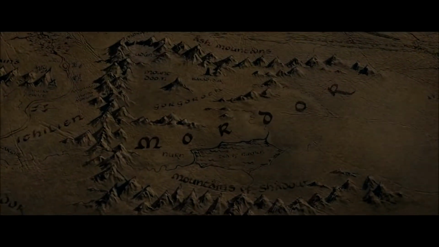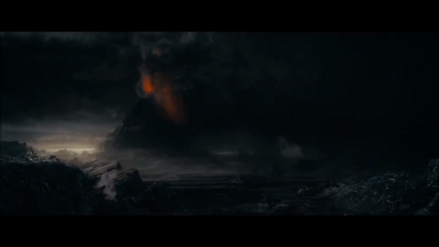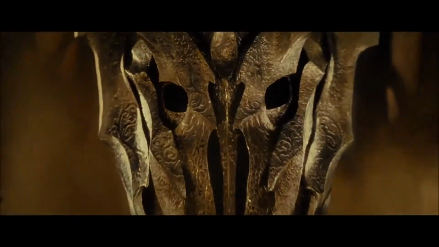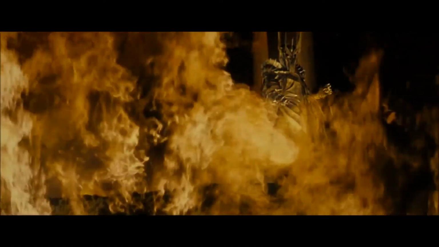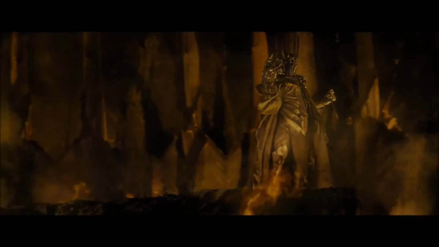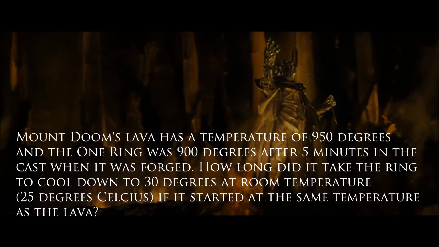In the land of Mordor, in the fires of Mount Doom, the Dark Lord Sauron forged in secret a Master Ring to control all others. Mount Doom's lava has a temperature of 950 degrees, and the One Ring was 900 degrees after 5 minutes in the cast when it was forged. How long did it take the ring to cool down to 30 degrees at room temperature, or 25 degrees Celsius, if it started at the same temperature as the lava?